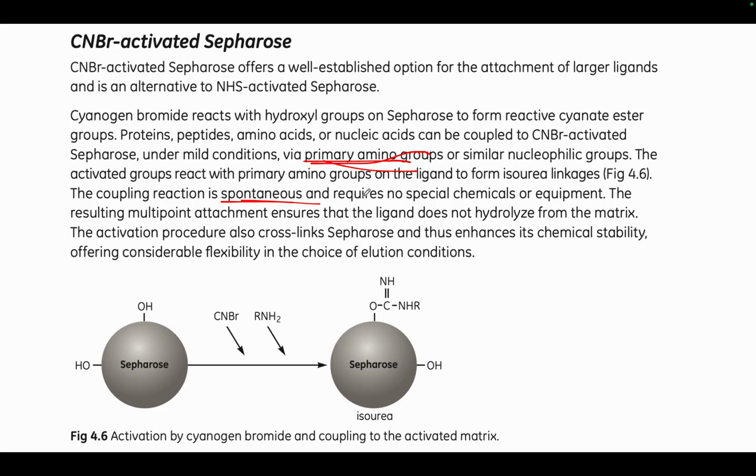In this way we can attach ligands. Here you can see we add cyanogen bromide, add a primary amine group, and we form this isourea linkage, where our ligand is now attached. So this gives us a lot of flexibility in what kinds of ligands we can attach, because this doesn't require any harsh conditions. This reaction takes place spontaneously.